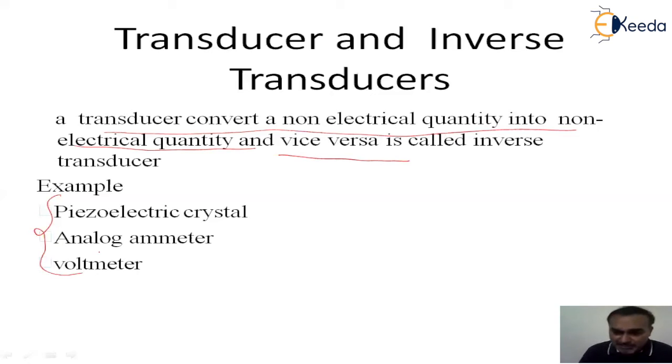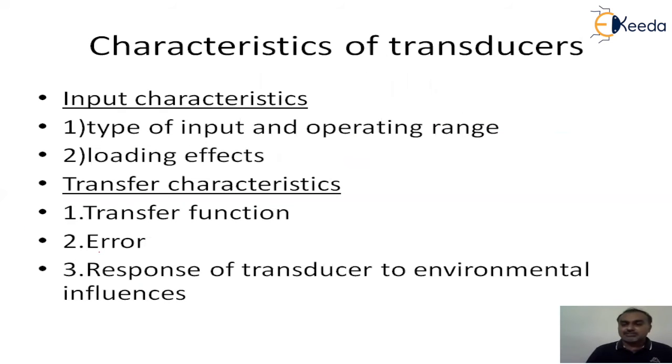Now, I am going to cover the characteristics that make you prefer particular transducers. Generally, there are three types of characteristics. One is the input characteristics, the second one is the transfer characteristics, and the third one is the output characteristics.